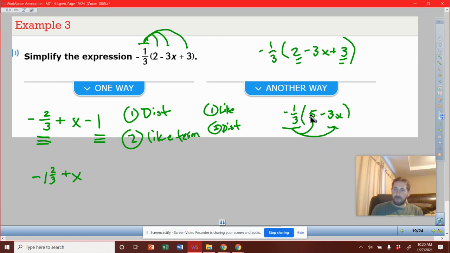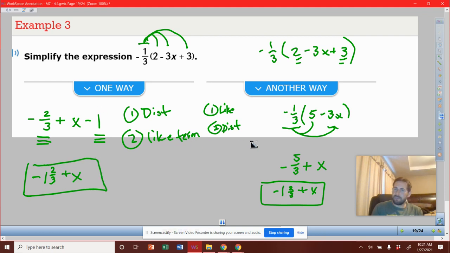Okay, so negative 1/3 times 5 is negative 5/3. And then negative 1/3 times a negative 3, a negative times a negative is a positive. We'll get 3 over 3, and 3 over 3 is 1x. So this does equal the same. It's just we have a mixed number here, and we have an improper fraction. So make this improper fraction a mixed number, and you get negative 1 and 2/3, and we still have our x. So you could see, in conclusion, we have the same answer in two different ways. So distribute first, combine your like terms, or combine your like terms and then distribute.